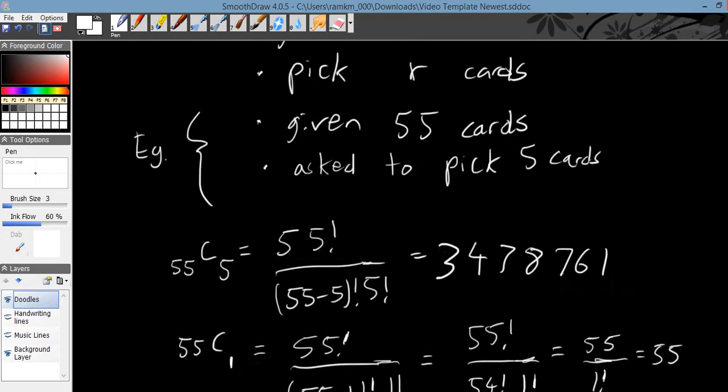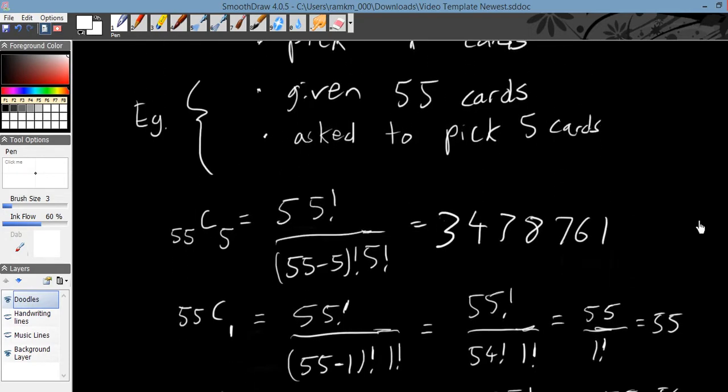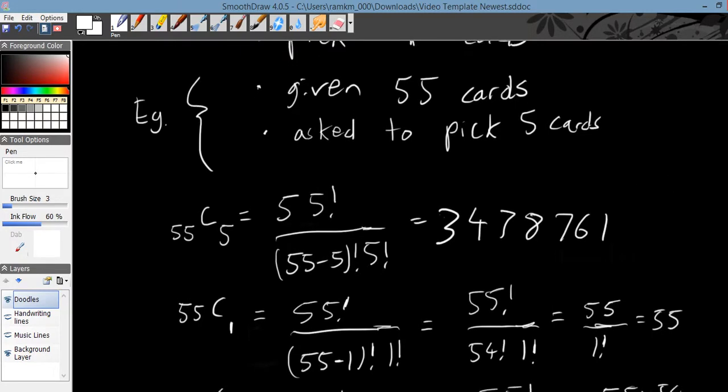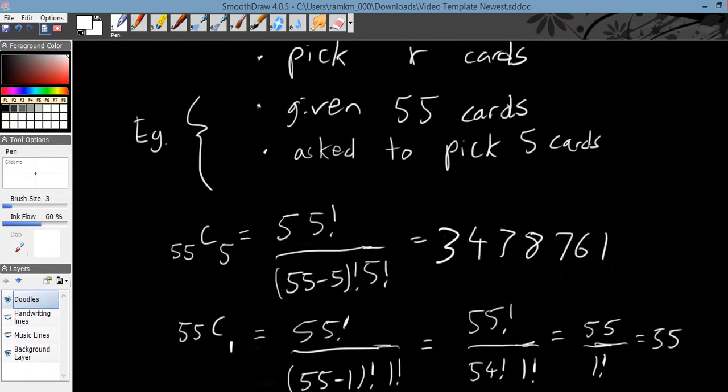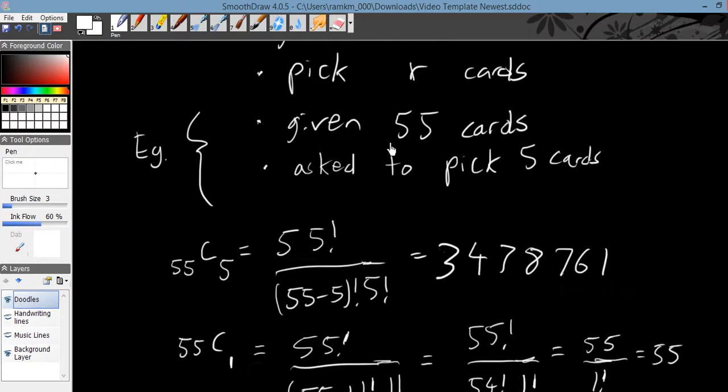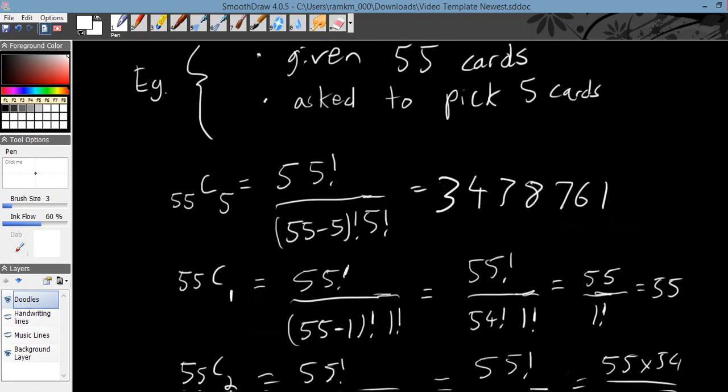Now, the first question I'm going to ask is, how many cards should be in a set for this number of choices to be maximized? Or another way of asking that: you're given 55 cards, how many cards should you be asked to pick out of that so that you will have the maximum possible number of ways of picking them?